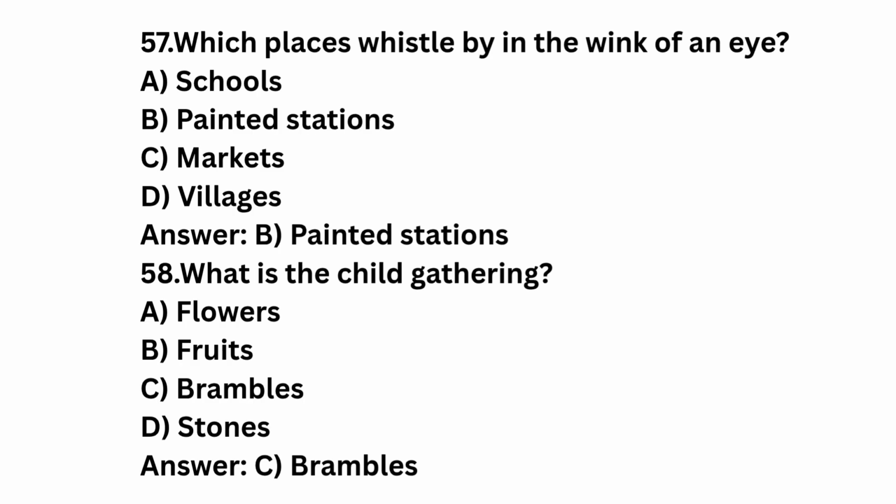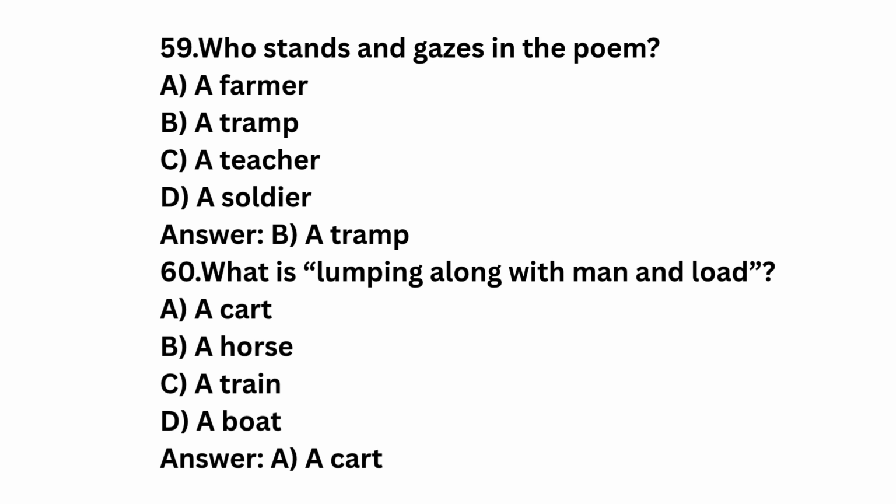Which places whistle by the wink of an eye? Schools, painted stations, markets, villages. Answer: painted stations. What is the child gathering? Flowers, fruits, brambles, stones. Answer: brambles. Who stands and gazes in the poem? A farmer, a tramp, a teacher, a soldier. Answer: a tramp. What is lumping along with man and load? A cart, a horse, a train, a boat.